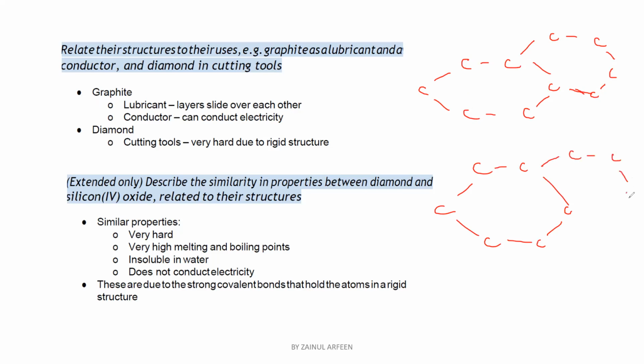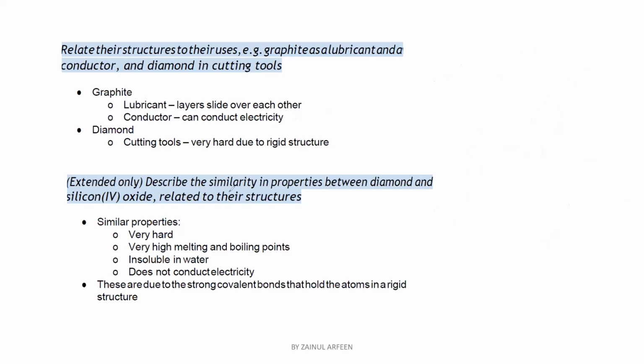But what happens in graphite? Because the carbon is forming only 3 bonds, one of the electrons is free. And this electron can move from one place to another. Due to the movement of electrons, it can conduct electricity, because there is a free electron available in the structure. As 1, 2, 3 bonds are there, there is another free electron. This electron can travel from one place to another, so graphite can conduct electricity. And diamond is the hardest substance known. Because of its rigid structure, it can be used as a cutting tool.